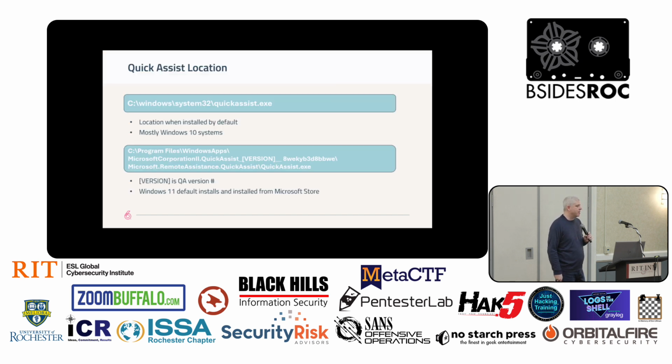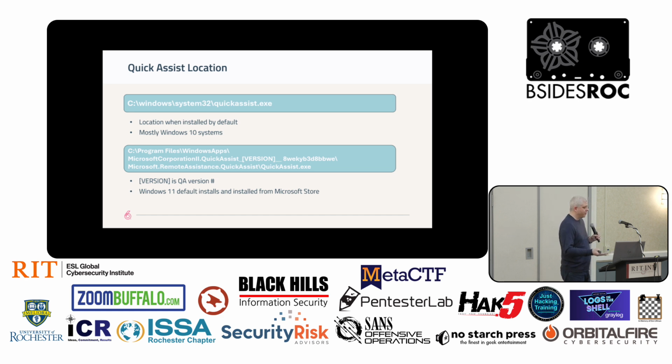So where is Quick Assist? Quick Assist will live in one of two locations depending on the version that you have. There are essentially two versions of Quick Assist that I've been able to find. The first lives in System32. Both executables are called quickassist.exe. The one in System32 is installed by default in Windows 10 systems. I have not seen it outside of Windows 10 systems yet. To be fair, I have not had a huge amount of systems that I have been able to go through to find Quick Assist, but for the most part, in my observations, System32 means it was installed by default with Windows 10.